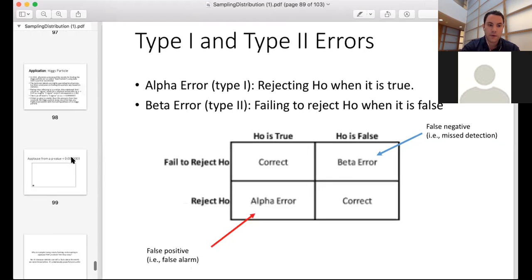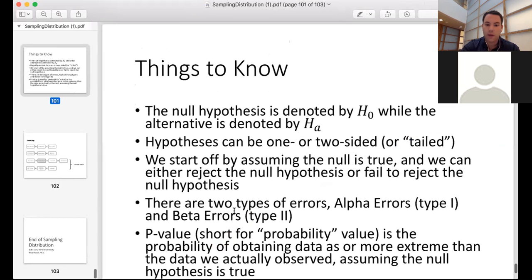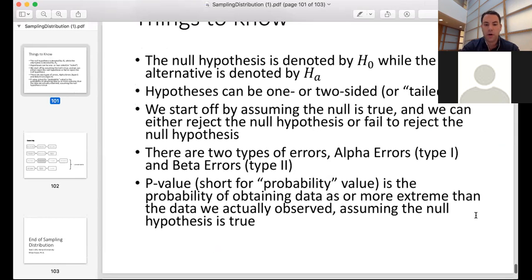And then as far as the p-value is concerned, it's short for probability value, and it's the probability of obtaining data as or more extreme than the data we actually observe, assuming the null hypothesis is true. So that's how we understand what the p-values represent.